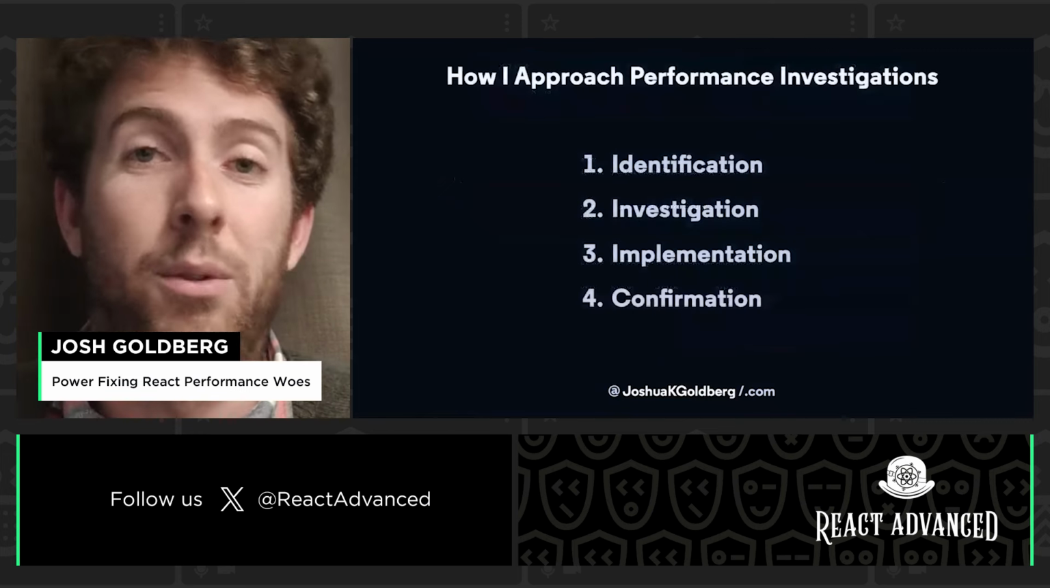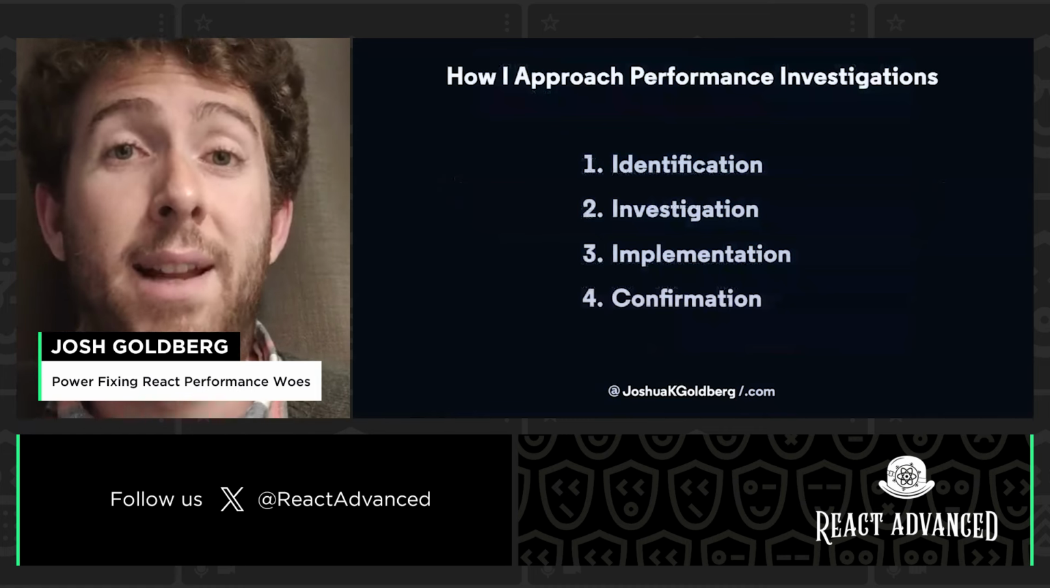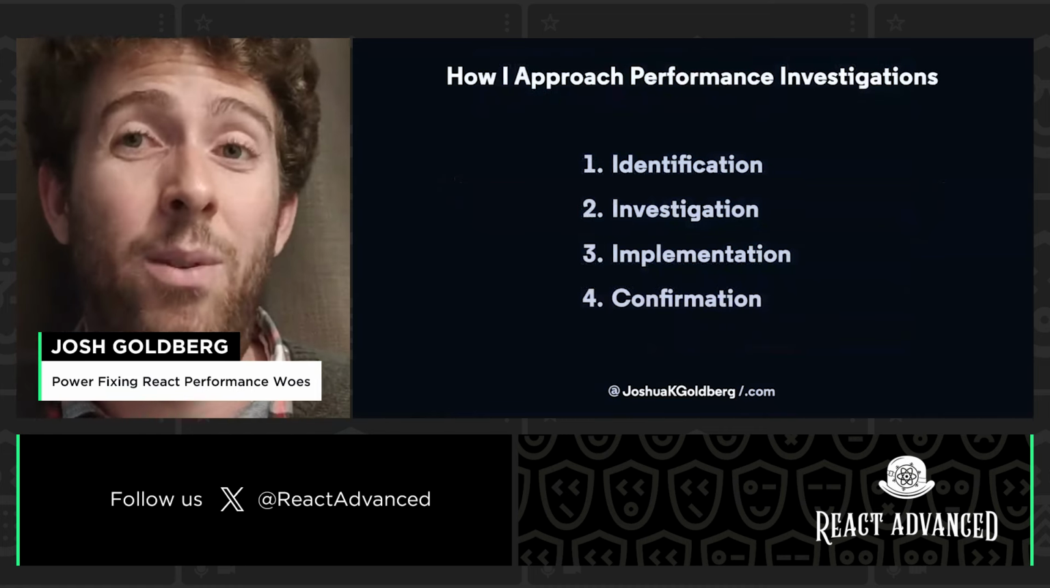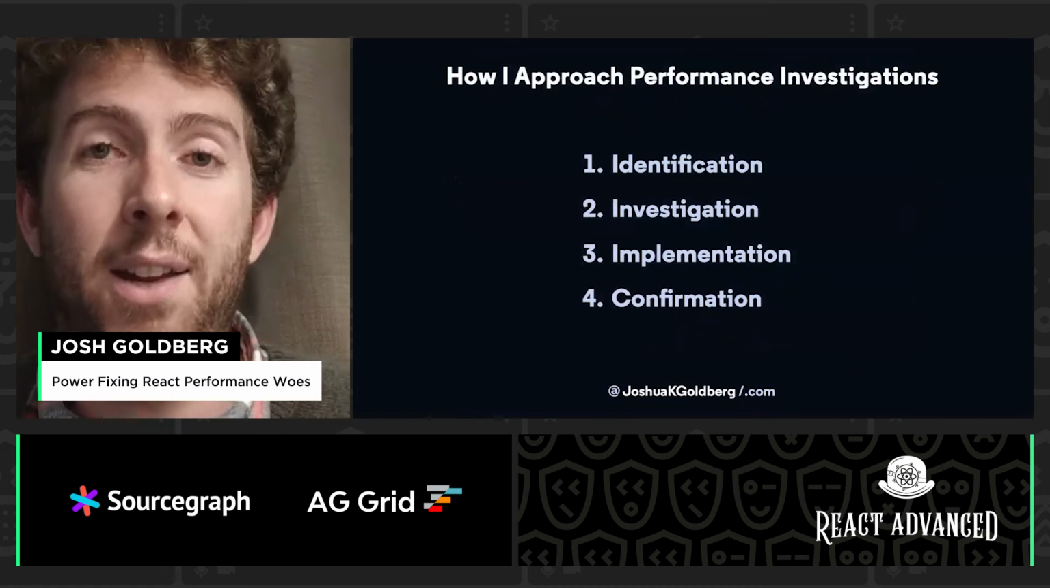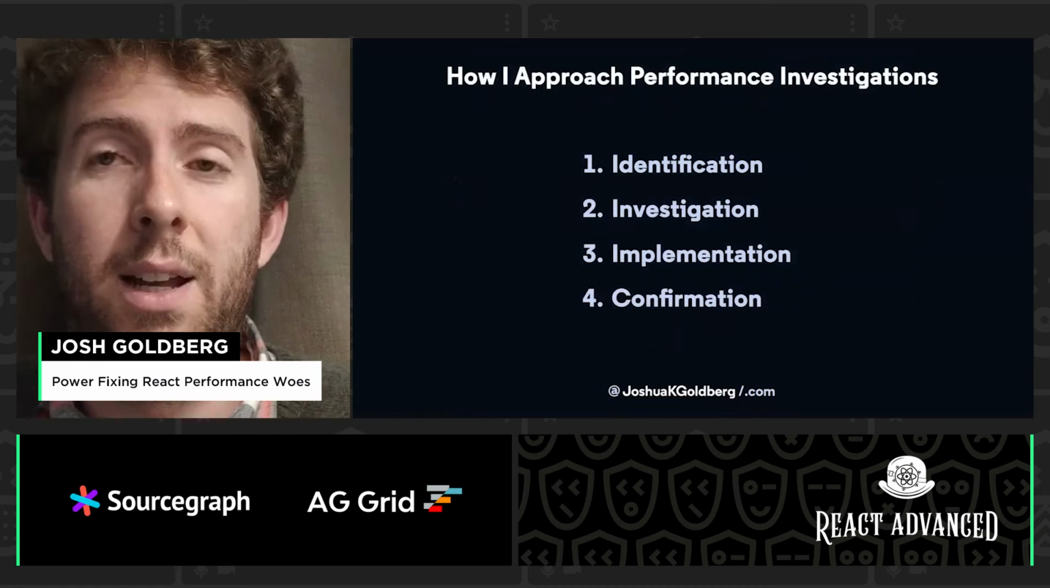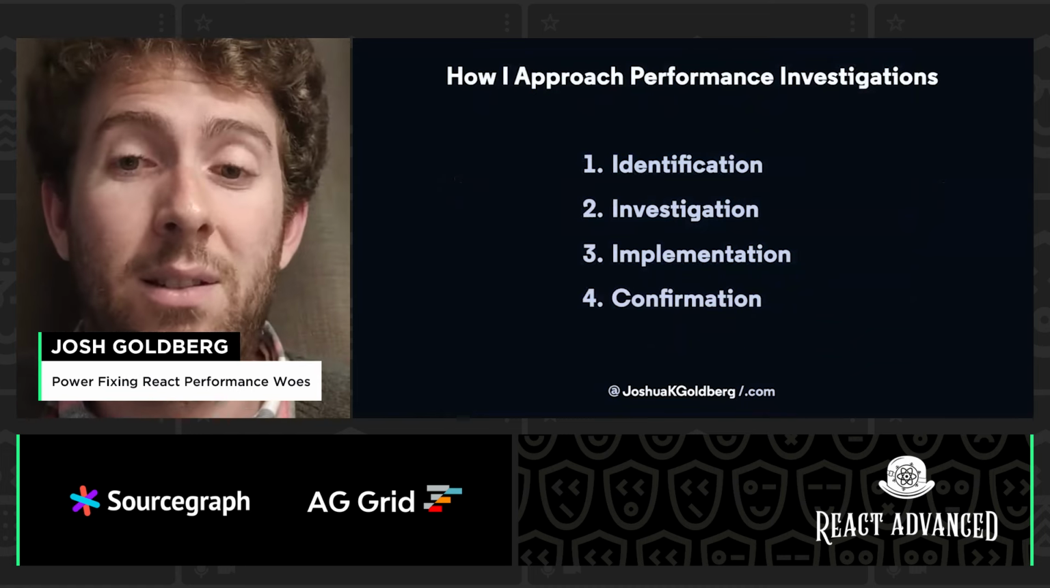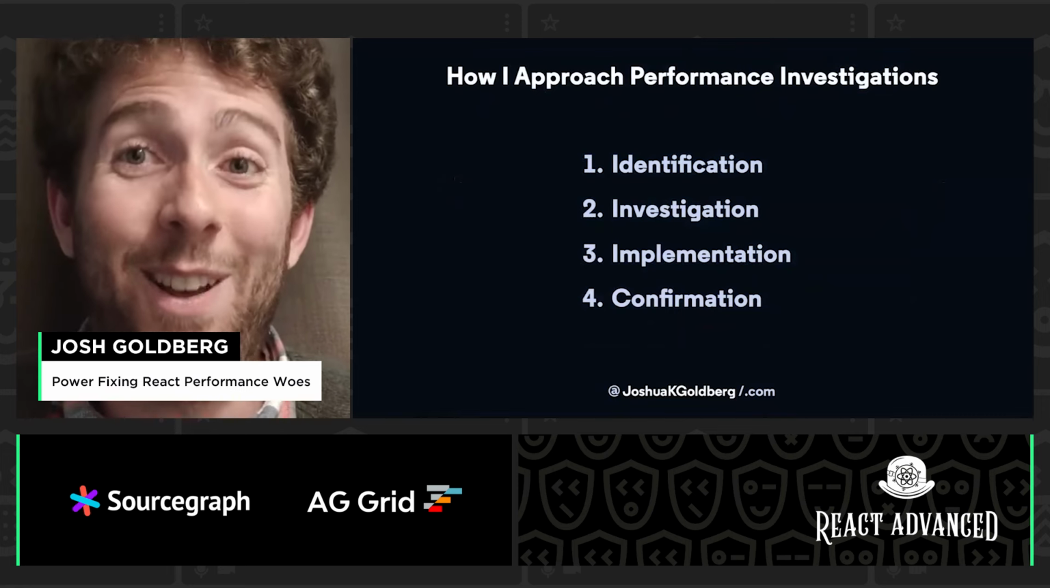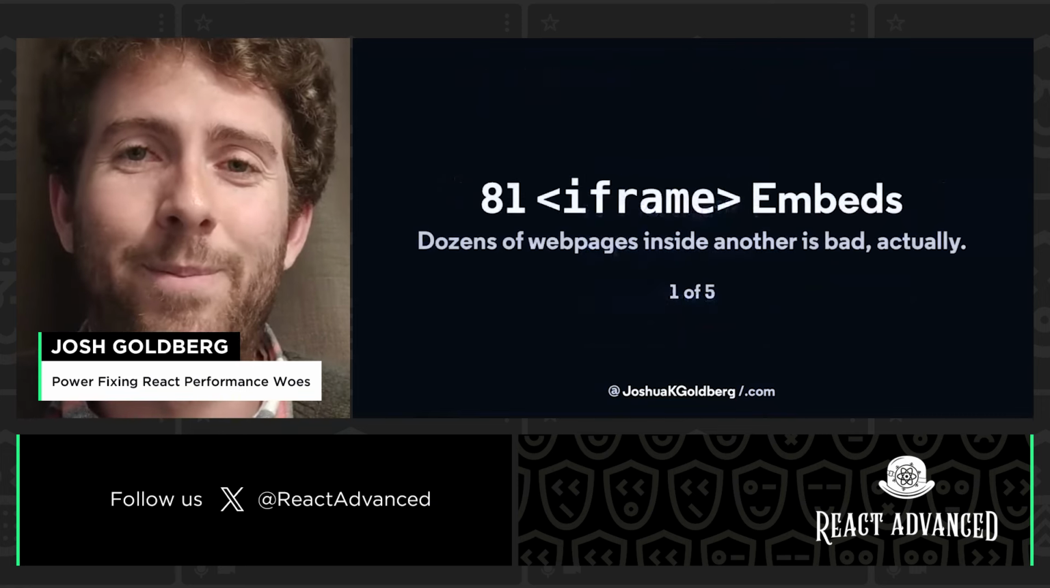Normally, when I tackle a performance issue, it's in 4 phases. Identification, seeing what's wrong, ideally with something I can measure. Investigation, looking into what the root cause is. Implementation, ideally of a fix. And confirmation that the fix actually fixed the thing that we wanted it to.